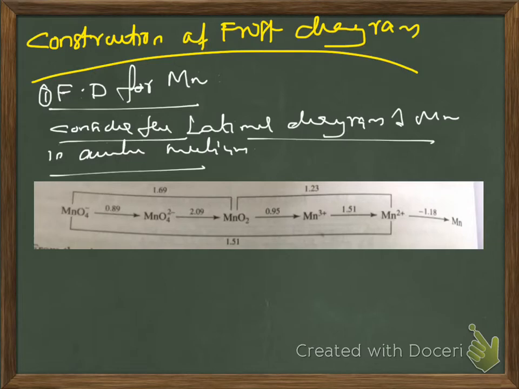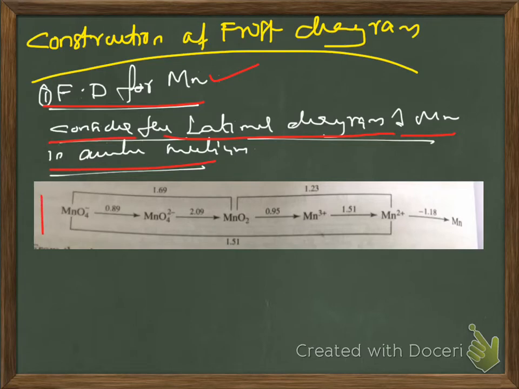First, we are starting with the Frost diagram for manganese. To start with the Frost diagram, first of all, you should have an idea about the redox potential, which is actually available from the corresponding Latimer diagram. So, consider the Latimer diagram for manganese in acidic medium. Later, we have to see the Latimer diagram for manganese in basic medium also. Both can be recorded in a graph.